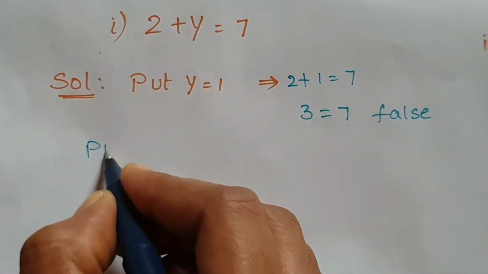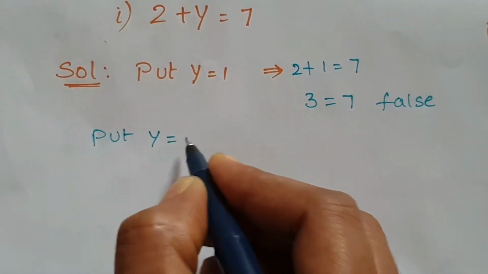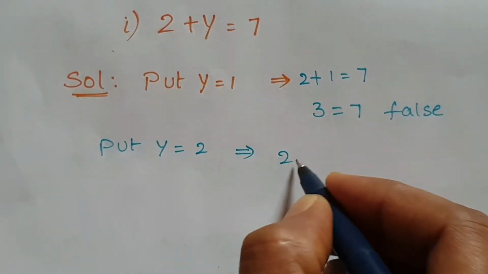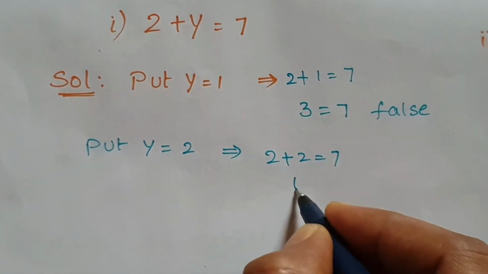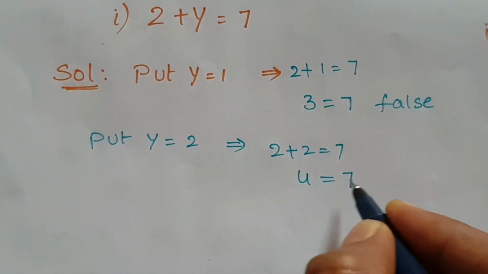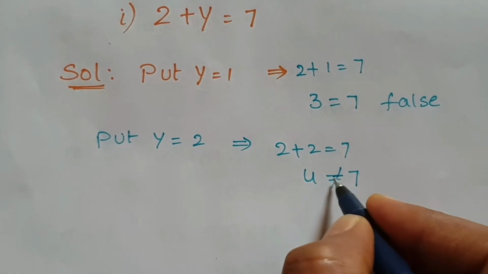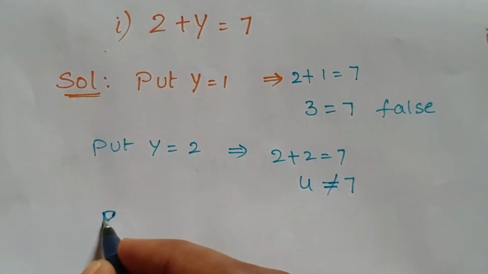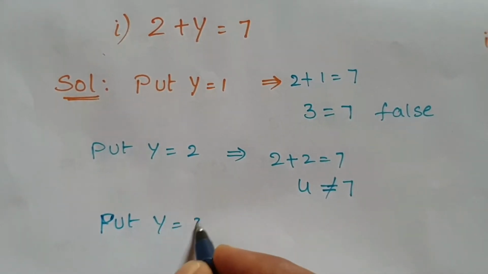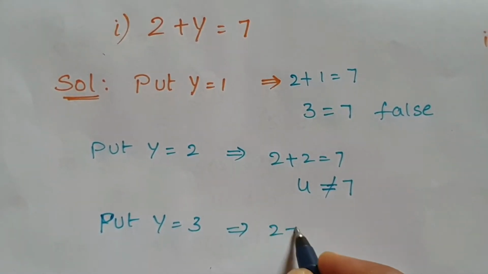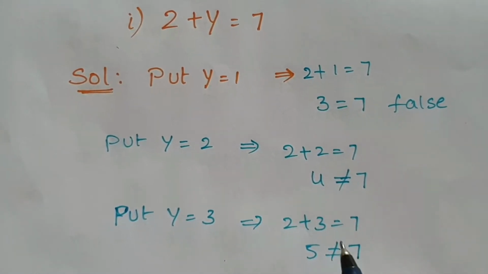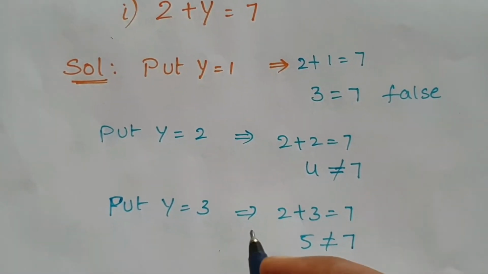Next, put y equal to 2. In place of y, keep 2. 2 plus 2 equal to 7? 4 equal to 7. So it is false, means 4 is not equal to 7. Next, put y equal to 3. 2 plus 3 equal to 7? 5 is not equal to 7. This also is false. So which value is true?